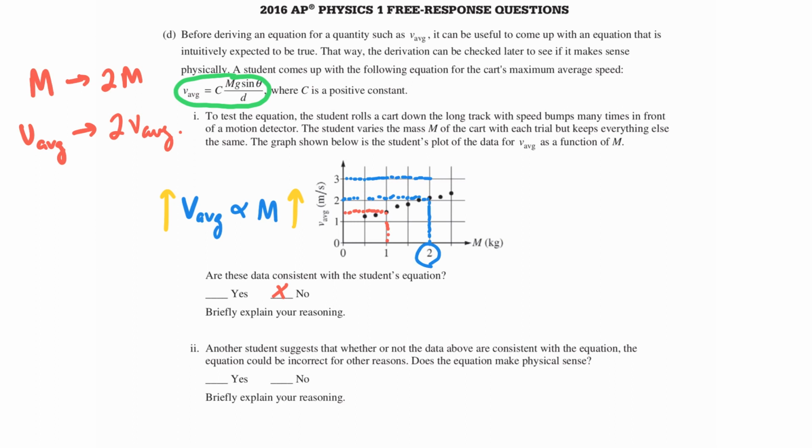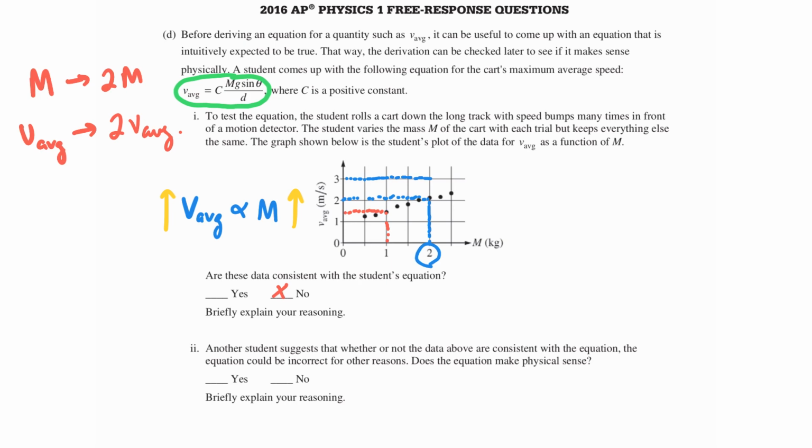The last part of this question asks, does the equation make physical sense? Which is another very valuable question to ask. So I look up at the equation. I can't say much about the positive constant, but I'm looking at the relationship between the average velocity and the mass, the average velocity and g, the average velocity and theta, and the average velocity and the distance between the bumps. And I'm checking to see, should any of those be in the denominator, or should any of those be in the numerator, but they're in the wrong spot?